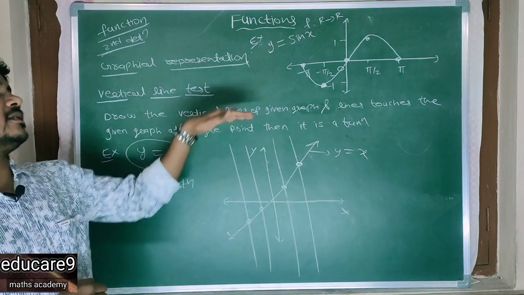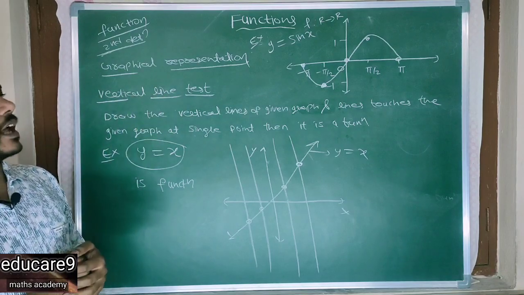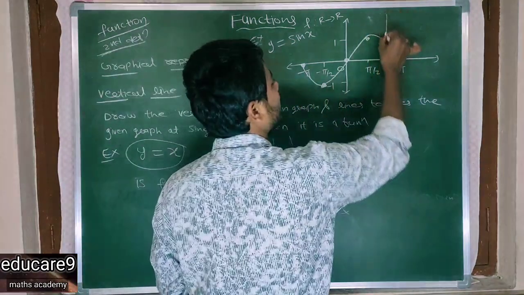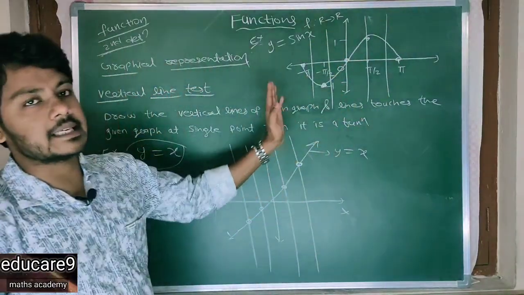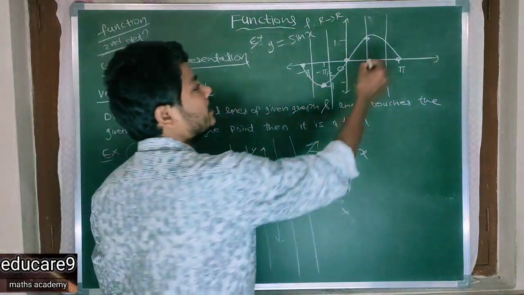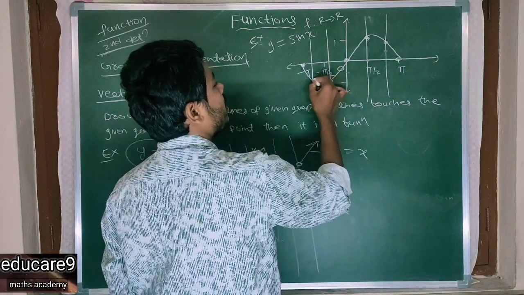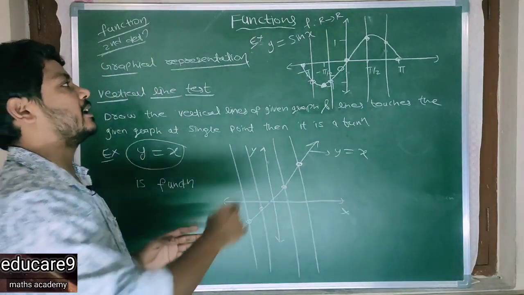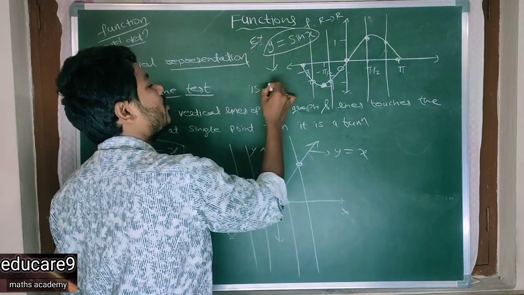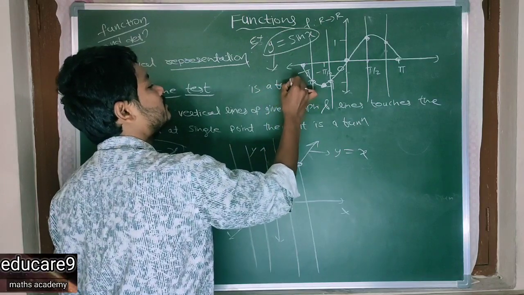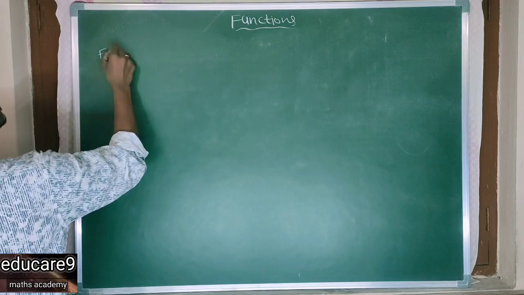Now whether it is a function or not, we check by the vertical line test. Draw the vertical lines for the given graph. Clearly each and every vertical line touches the graph at a single point. Then clearly y is equal to sin x is a function. So next formula.